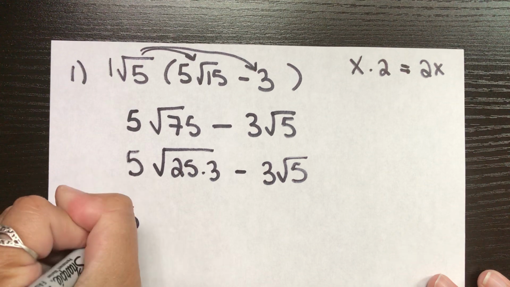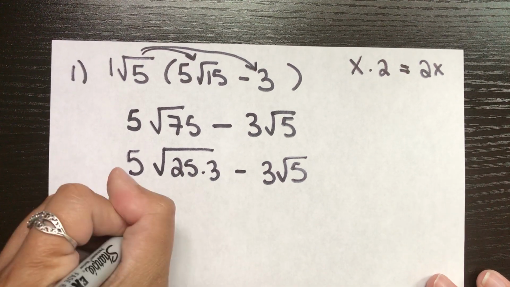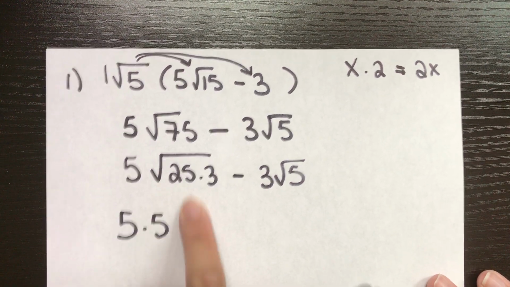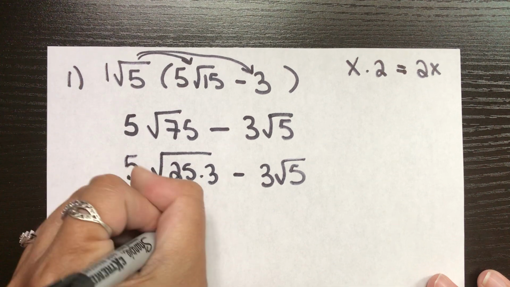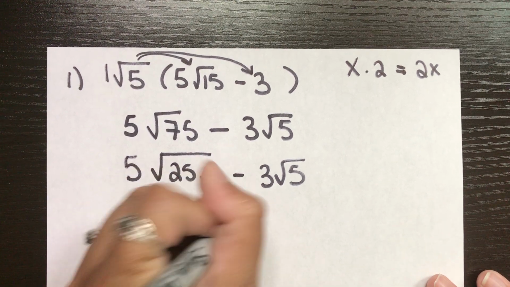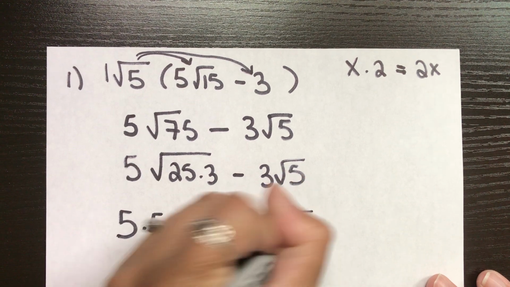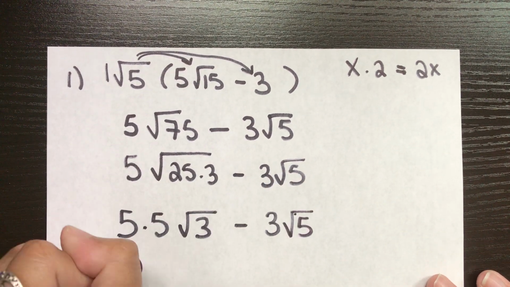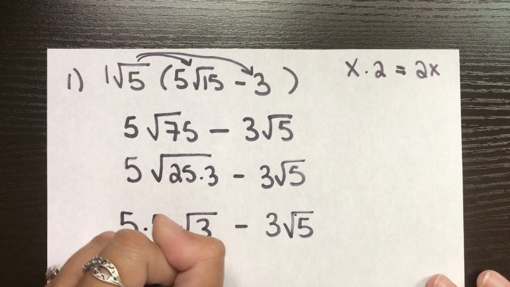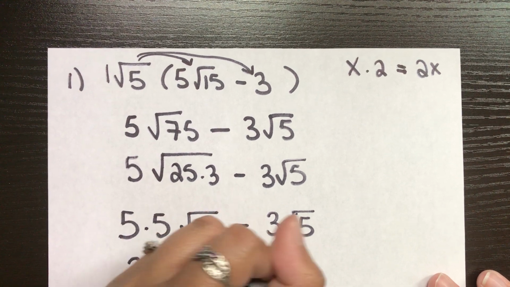I then have a 5 on the outside, and I'm going to put another 5 next to this because the square root of 25 is 5. The 3 stays underneath. 5 times 5 now is 25 square root 3 minus 3 square root 5.